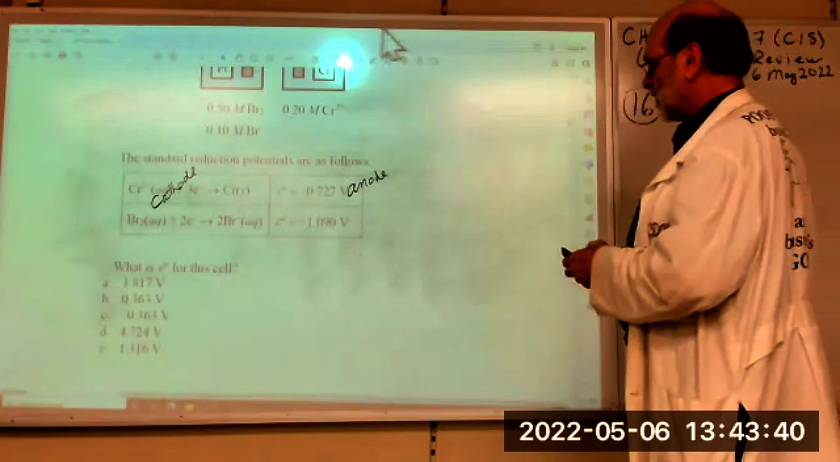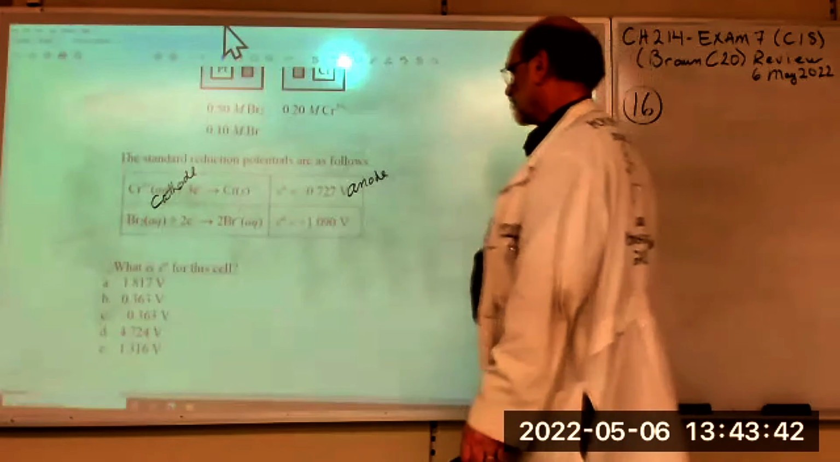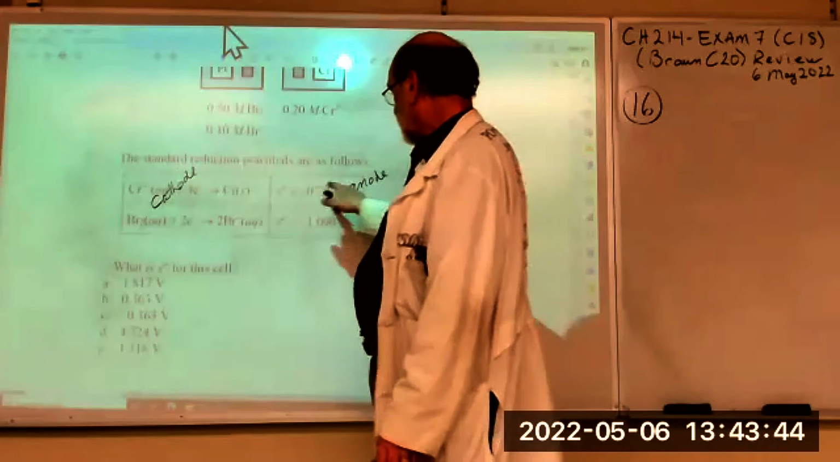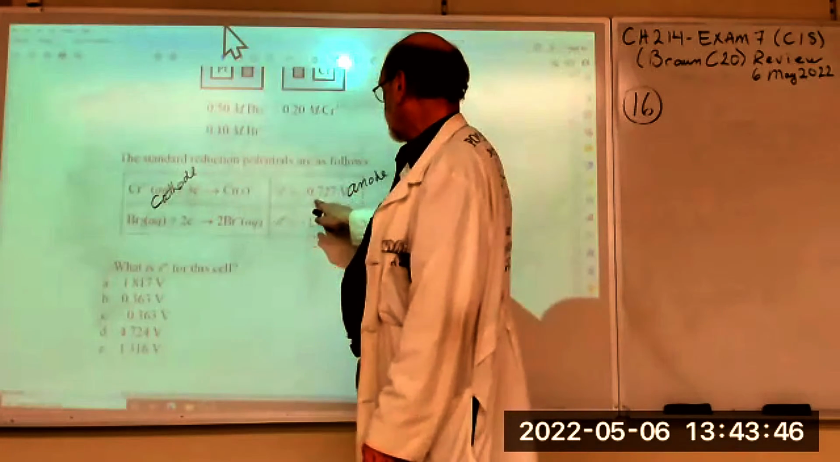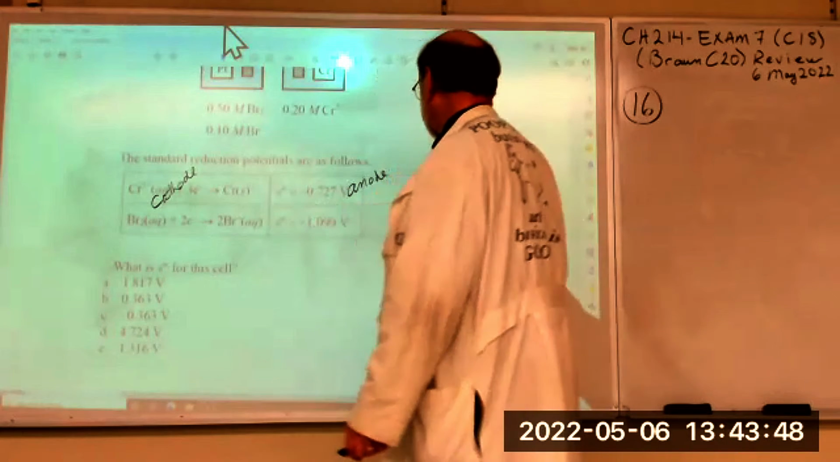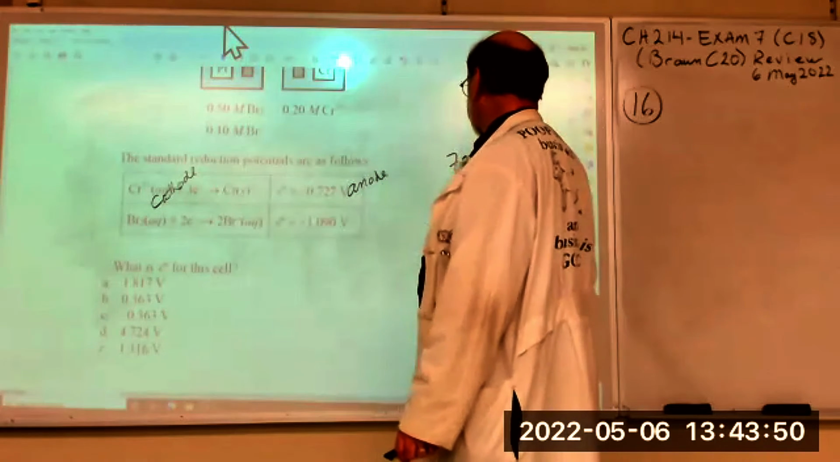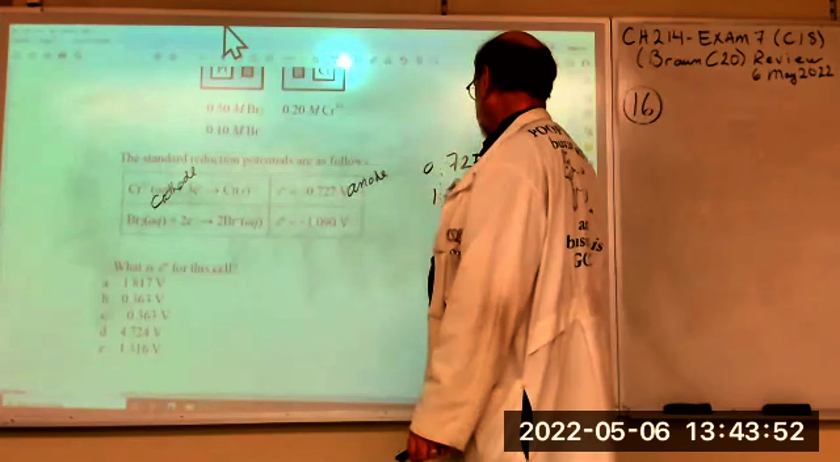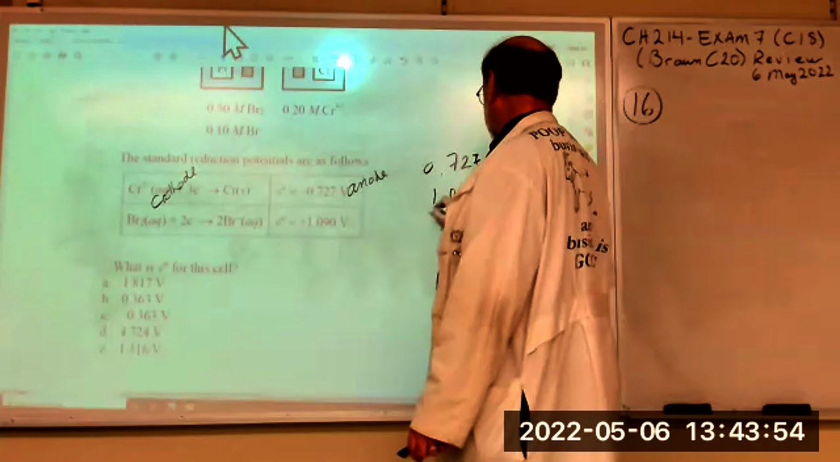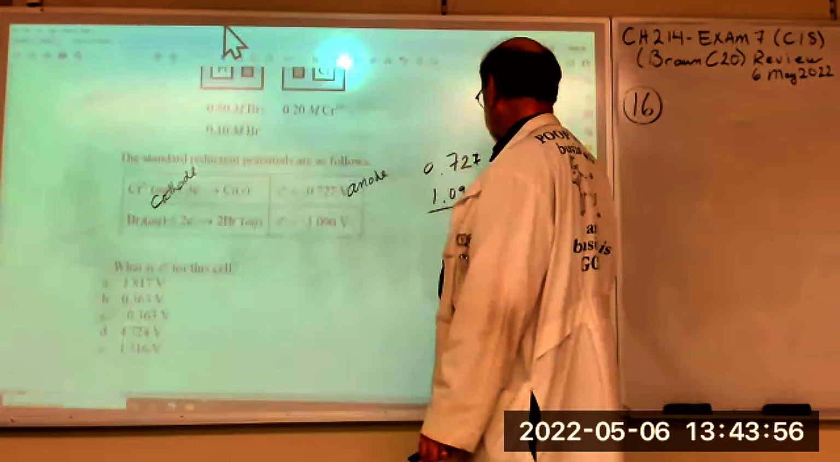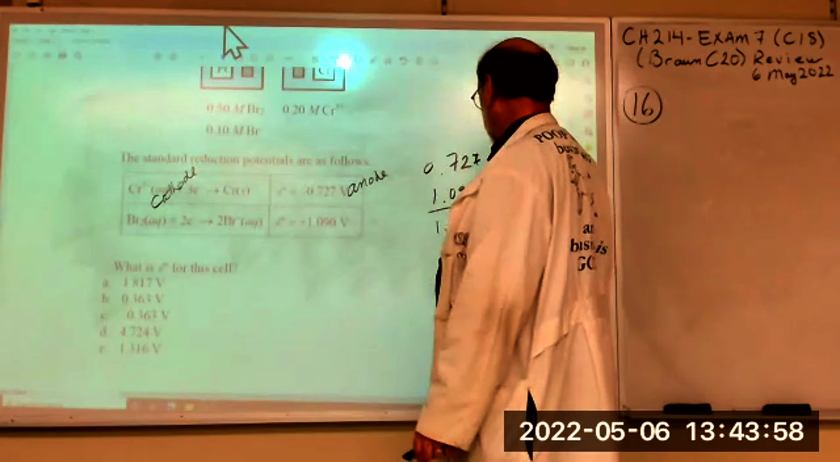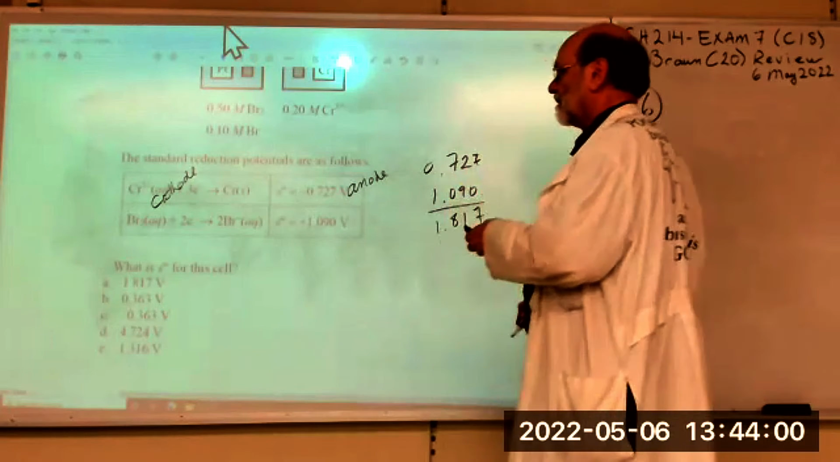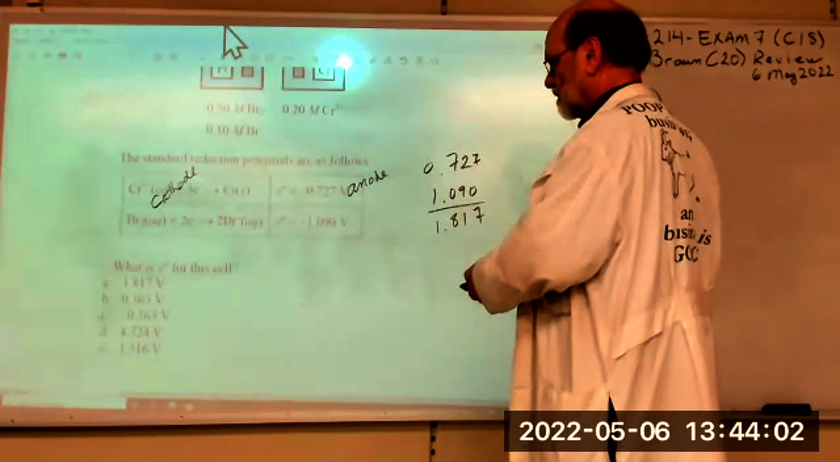What is E0 for this cell? E0 would be turning this one positive. So that would be 0.727 and 1.090, 1.817. Should be the answer.